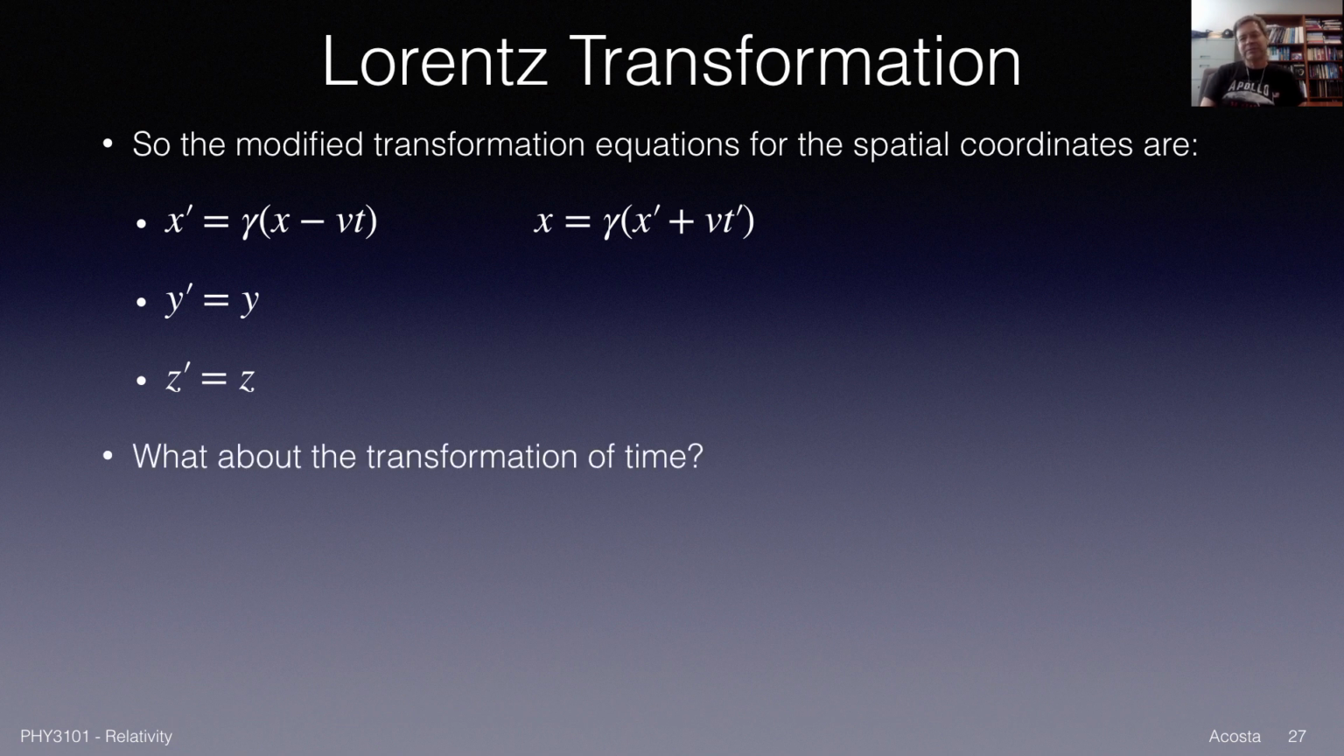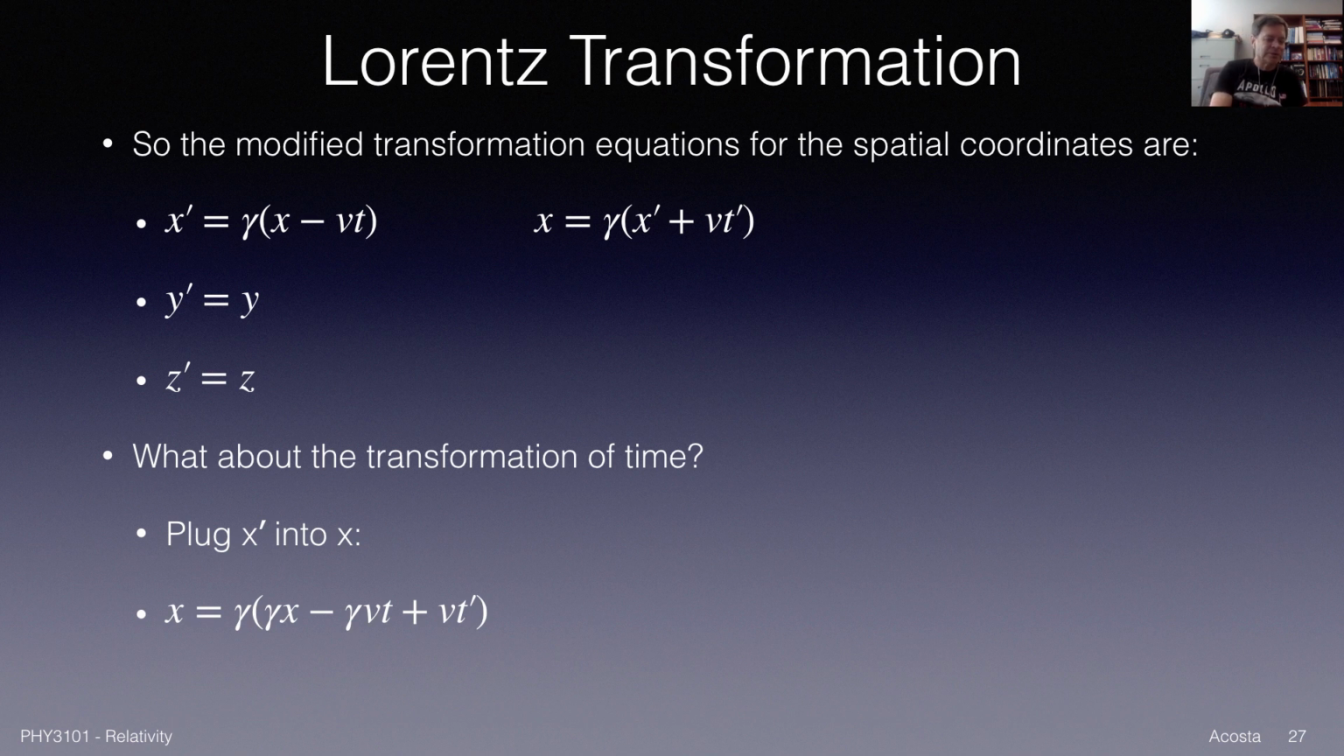But wait a minute, what about time? We've only transformed the spatial coordinates. Are we done? Can we assume that t prime is equal to t? Probably not, because we talked about time dilation, right? So the time variables also need transforming. So let's see how we could work on that. Well, we can take this x prime equation here in the Lorentz transformation and plug it into the inverse for x. So let's just do that.